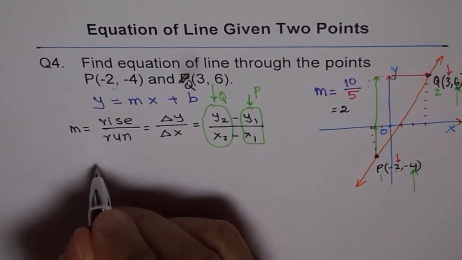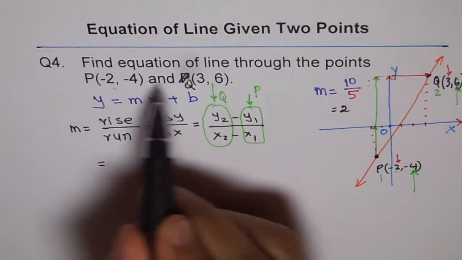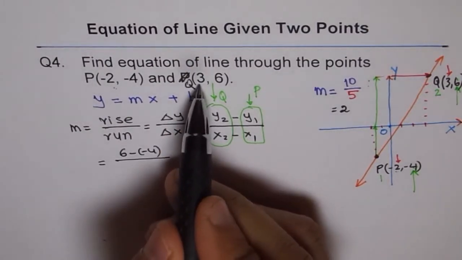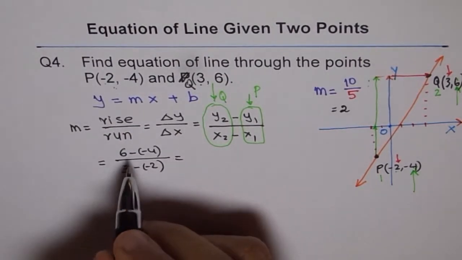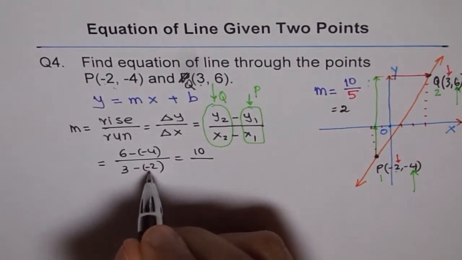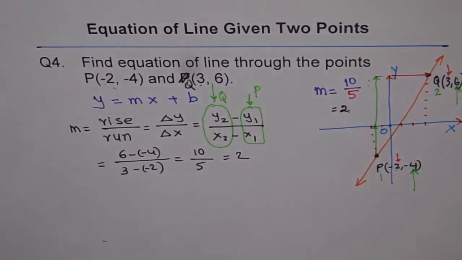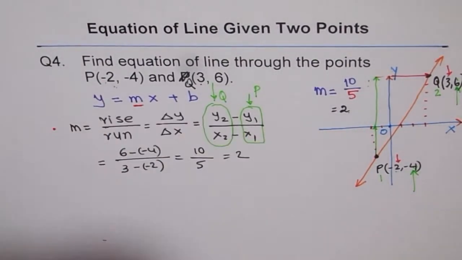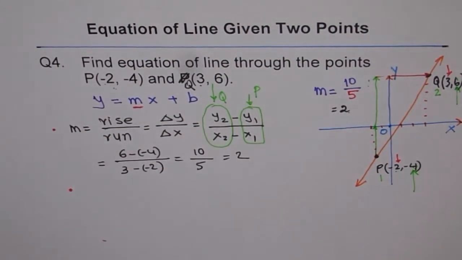And now let me write it very clearly. What is m? Difference of y's means 6 minus minus 4, divided by difference of x, 3 minus minus 2. So we get 6 plus 4 is 10 and 3 plus 2 is 5, which is 2, as we expect. Correct. So we did the first part of our problem, and the first part of finding this is always to get m. Remember that. And now let's do the second part, and that is to find the value of b.